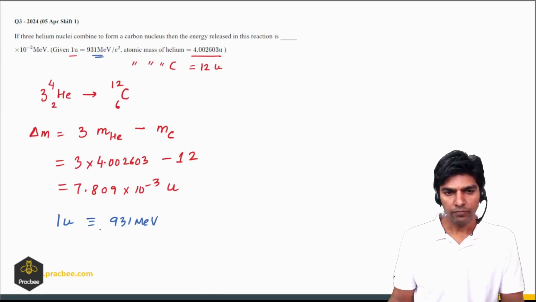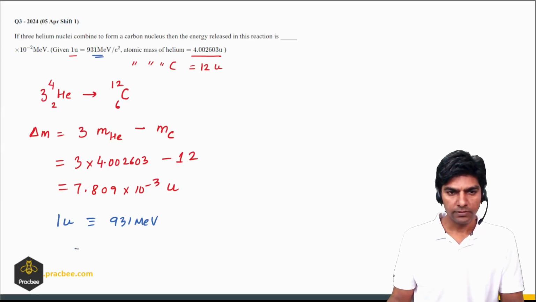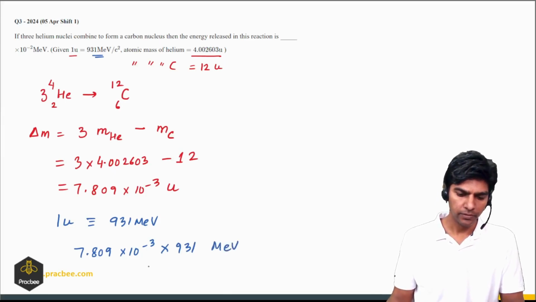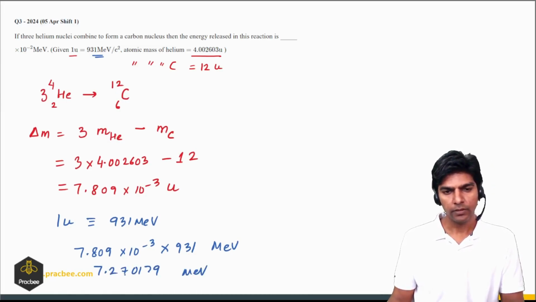So we have to multiply 931 with 7.809 into 10 raised to minus 3. So when we do that, 7.809 into 10 raised to minus 3 multiplied with 931, this will give us the answer in mega electron volt. So it comes out to be 7.2701779 mega electron volt, right?